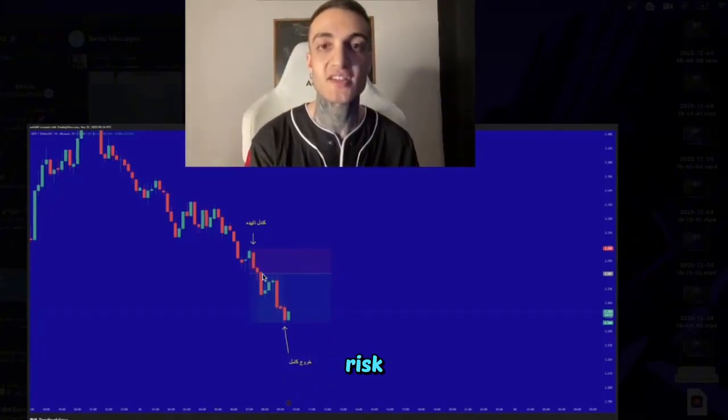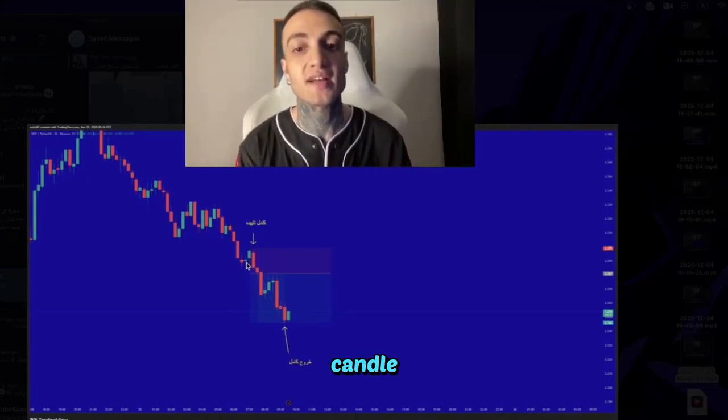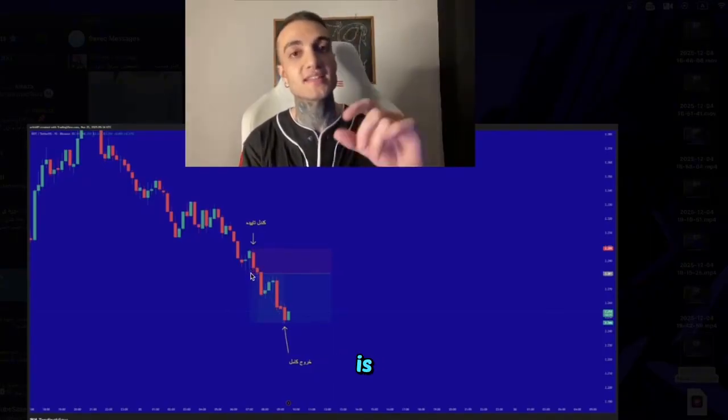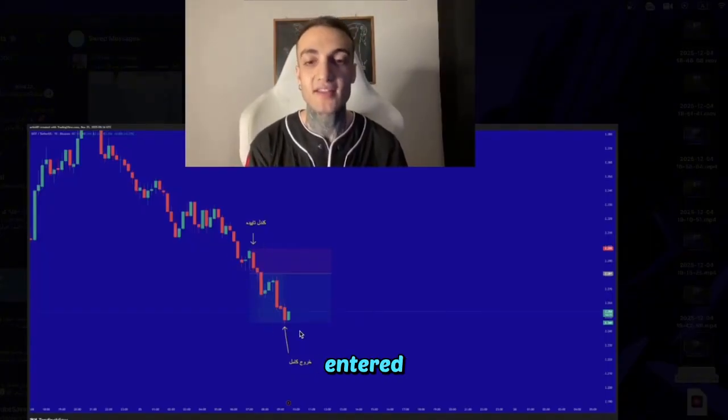This again brings the risk of the trade way down. When you see an overlap like this on a candle, with an entry trigger that's after the shadow of that candle, the risk of the trade is at rock bottom, okay? Stop loss above, and they entered the position.